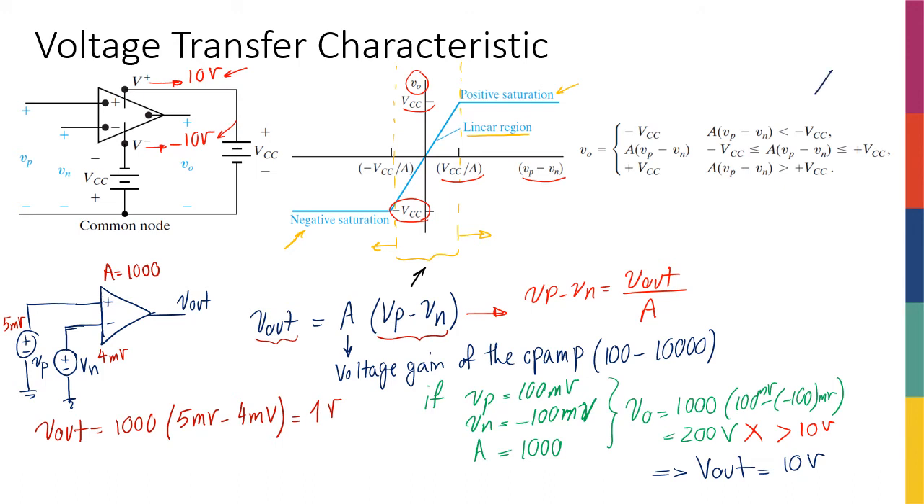So this is how I mathematically describe the operation regions of my amplifier, right? If the output, or A times Vp minus Vn, is greater than VCC, then it's going to be VCC. That's positive saturation. If it's more negative than negative VCC, then it's going to be just negative VCC. I hope this is clear.